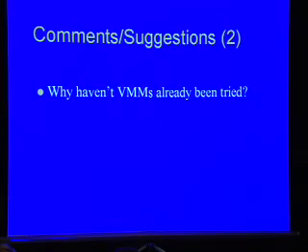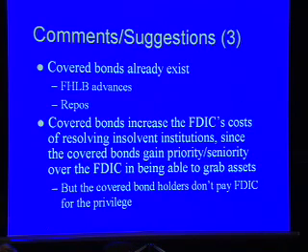I was puzzling about VMMs, and Richard just told us it has been tried before, so that turns out to be moot. What about covered bonds? Well, in some sense, they already do exist. Federal Home Loan Bank advances to member institutions are basically like covered bonds. And if you think about what a repo is, it's basically a very short-term covered bond.